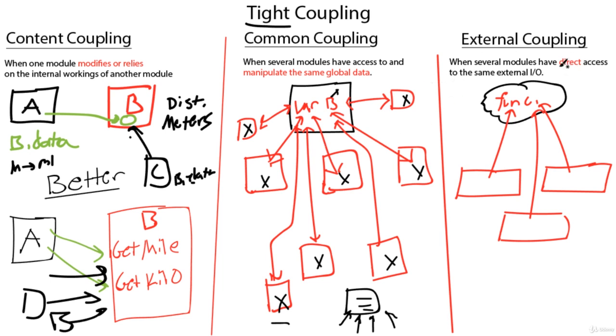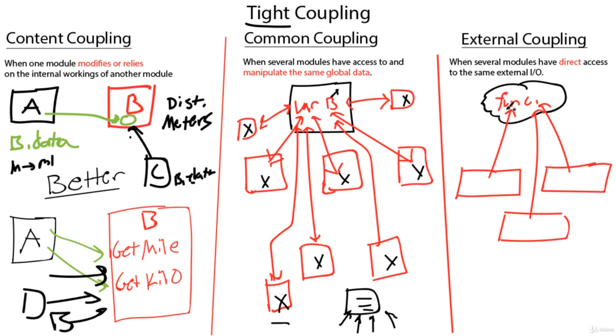The last one is external coupling. External coupling is when several modules have direct access to the same I/O. This can be an API. This could be, for example, controlling the mouse. Maybe you have a program that uses a whole bunch of modules to grab mouse data and do stuff with that. But we're going to talk about this as if it was an API.